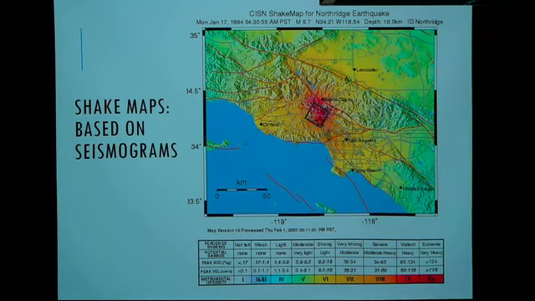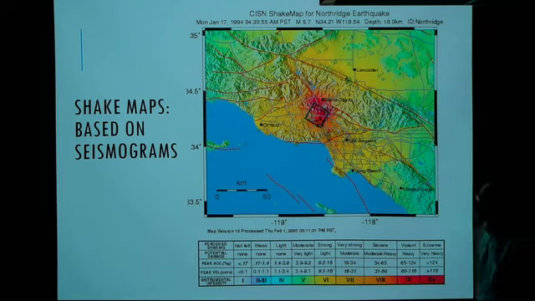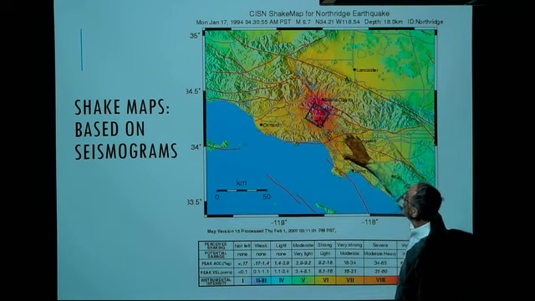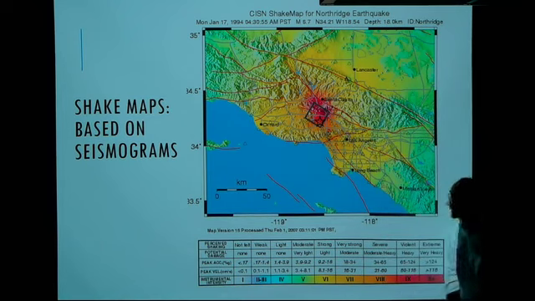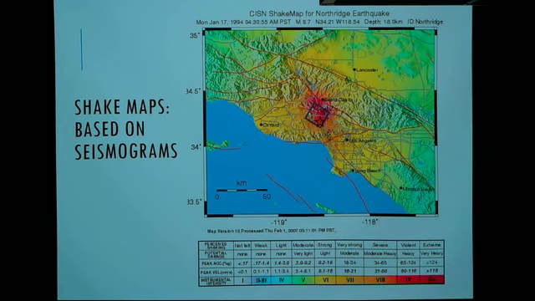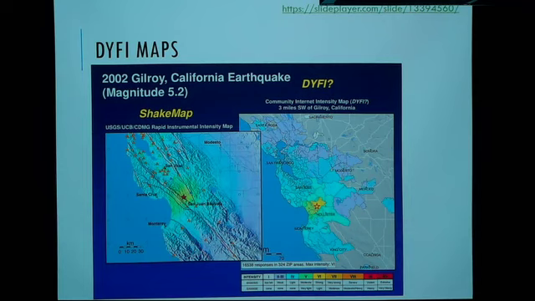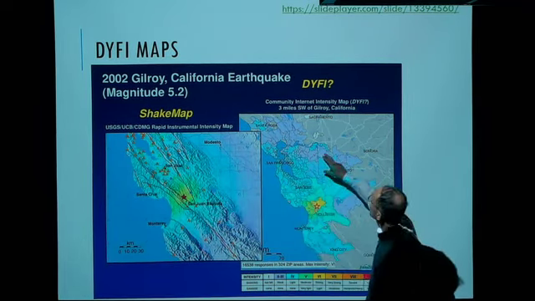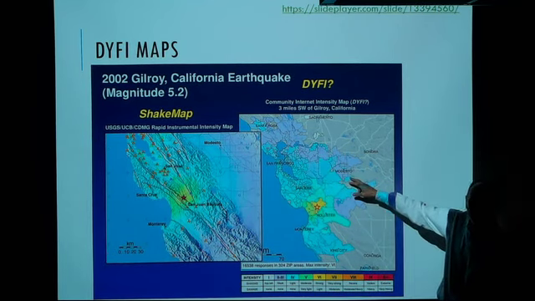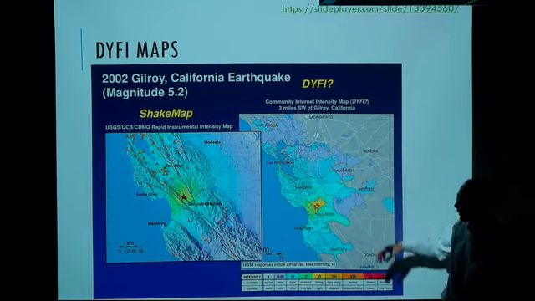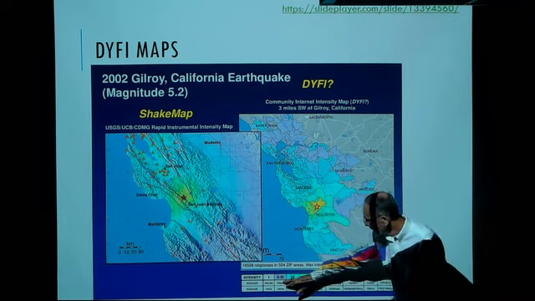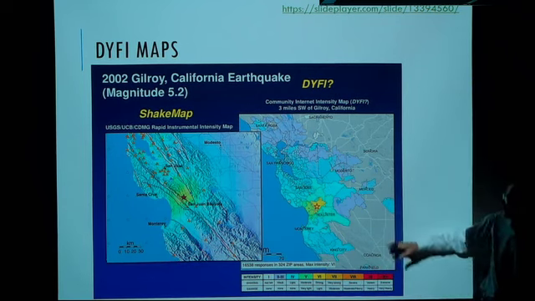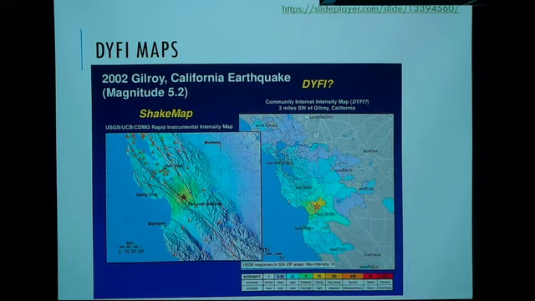The USGS has more modern techniques. This is called a shake map, and it's based on seismograms. So here's where the earthquake is, and they're showing relative amounts of shaking, but using seismogram data. So here's a shake map associated with this earthquake here. This is called a DYFI, Did You Feel It? And it's kind of like the Mercalli approach, where you talk about how you experienced the earthquake. And again, you can map it out like a Mercalli approach.